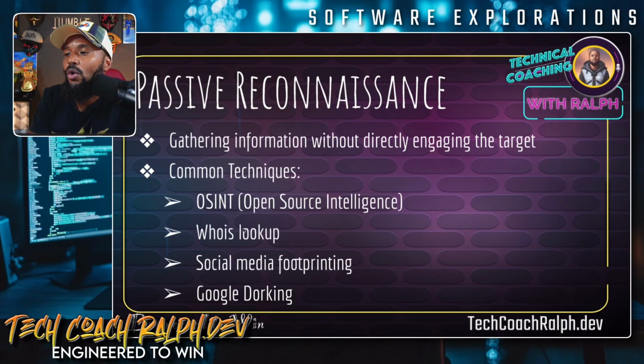We have OSINT, open source intelligence. We have the Whois lookup. We did that the other day on a live stream using the Whois lookup on our Kali Linux. We have social media footprinting, and we have Google dorking. I am not familiar with Google dorking, so we'll probably check that out on the live stream. That's going to be coming up tomorrow night if you're watching this video on the Wednesday release. But we're going to do that because I am not familiar with that at all, but let's keep going.